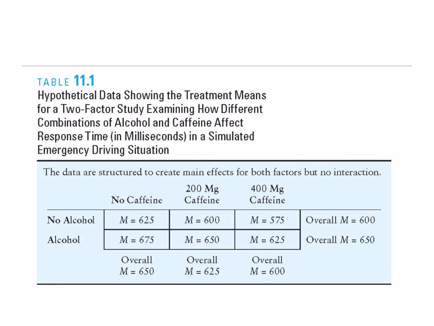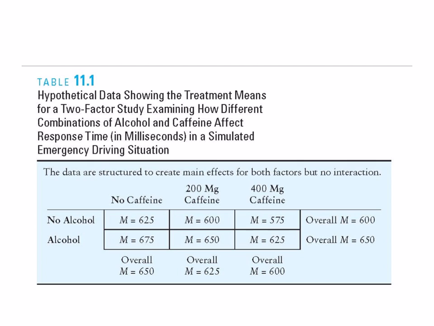So let's look within the cells. In the alcohol, no caffeine, we have 675. In the 200 milligrams of caffeine and alcohol, we have 650. That's still a difference of 25. So our main effect is still driving any differences we have in individual cells. Let's look at the no alcohol, 625 and 600, same thing. We still have that 25-point difference. Our main effect is still driving any of these differences.